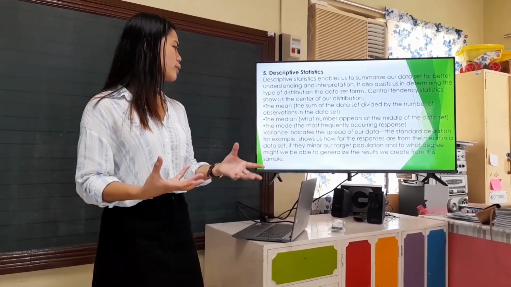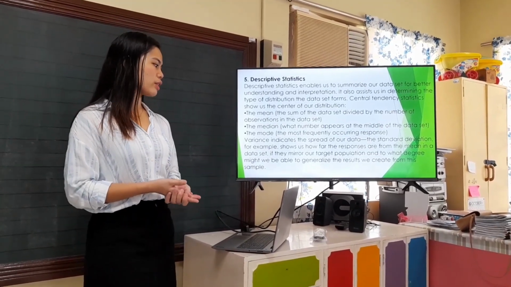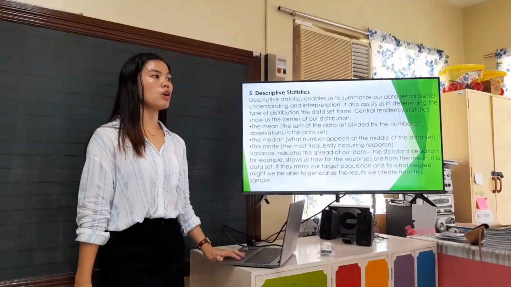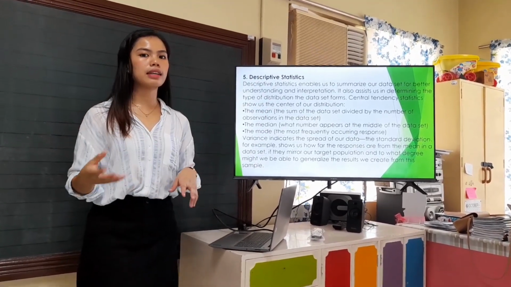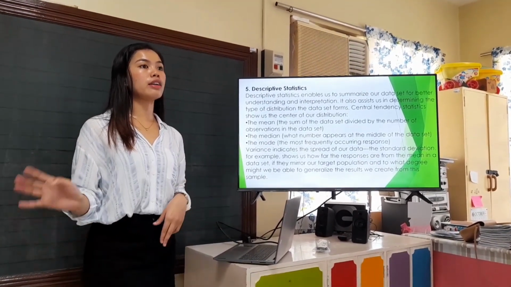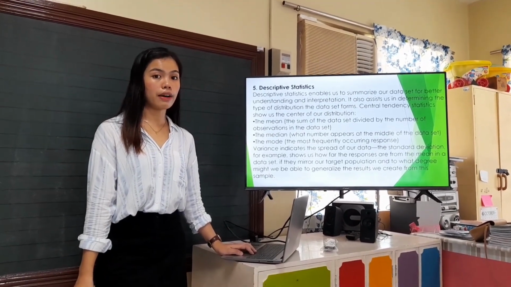And to what degree might we be able to generalize the results we create from this sample? So basically, this is more on the numerical data that you need to tackle in the research, which is really useful in identifying the cause and effect.